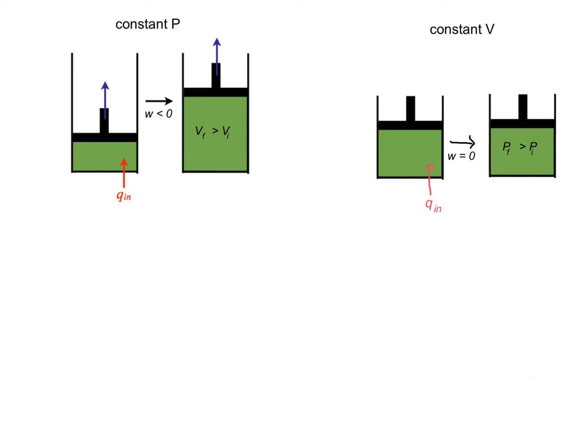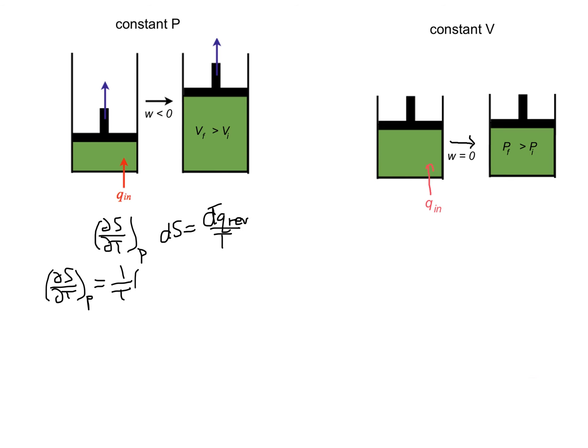If we now want to calculate the change in entropy as we change the temperature of the system, in this case at constant pressure, we need the partial derivative of S with respect to T at constant P. The second law tells us that dS is equal to dq reversible over T, and therefore the partial derivative of S with respect to T at constant P is equal to 1 over T times the partial derivative of q with respect to T at constant P. But the derivative of q with respect to T at constant P is our definition of the constant pressure heat capacity, and so dS/dT is equal to C_P over T.